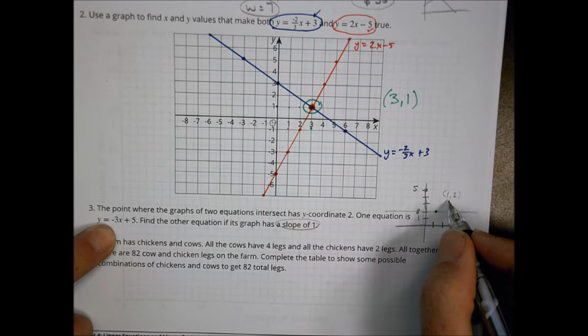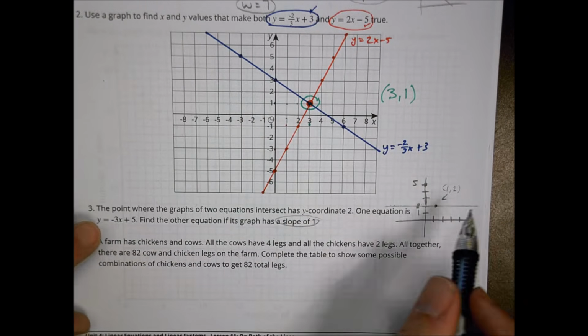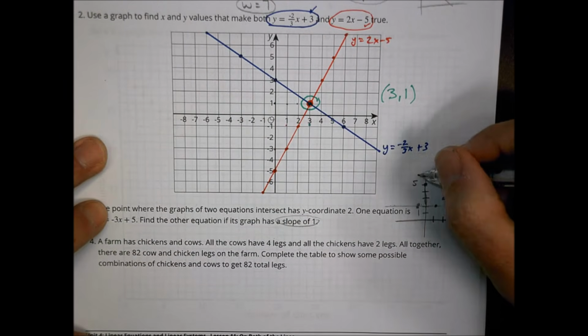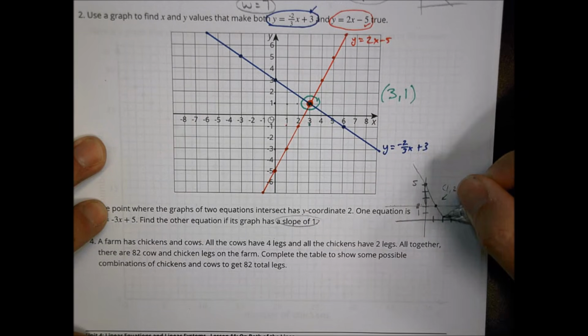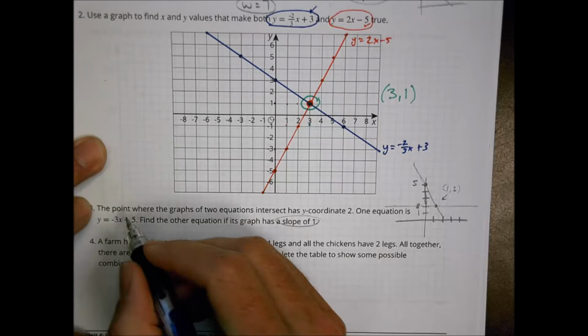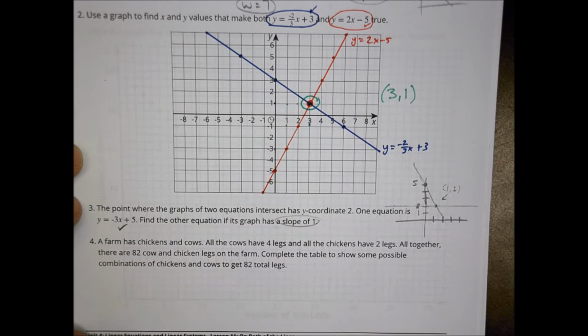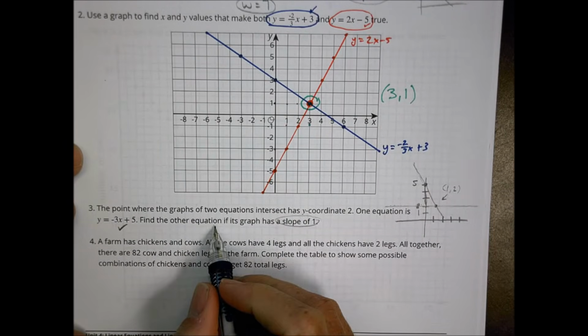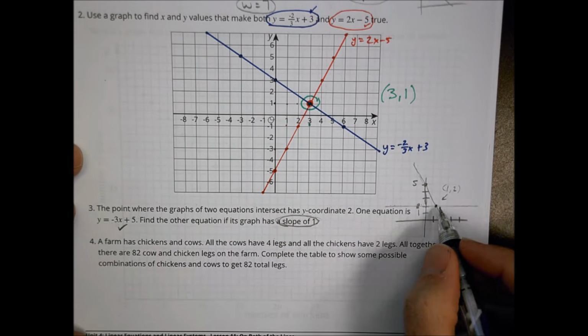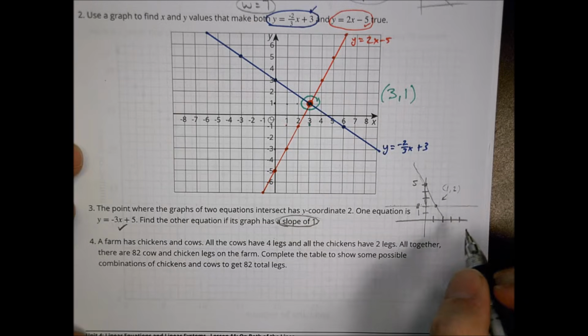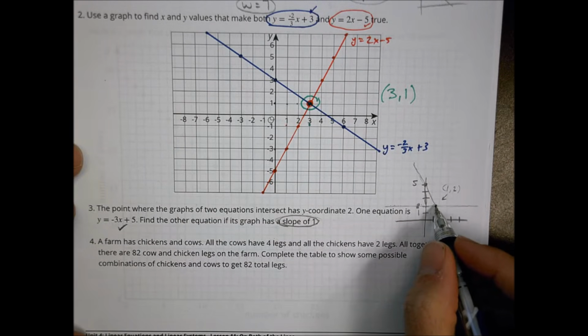Okay, that point there tells me where this first graph is going to go. This first graph, or equation, if I graph that equation down, is going like this. That's this one right here, y equals negative 3x plus 5. The other slope, it says, the other graph has a slope of 1. Well, I need to have a positive 1 from there, which means I can take this point and work backwards like I did in our lesson today. We can work backwards from there to figure out what that might be.